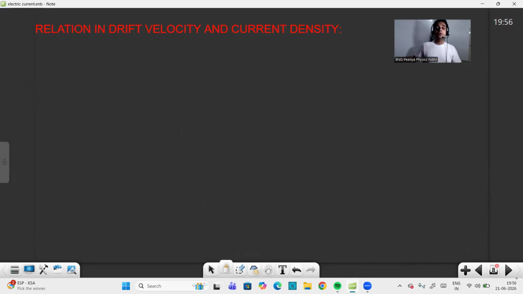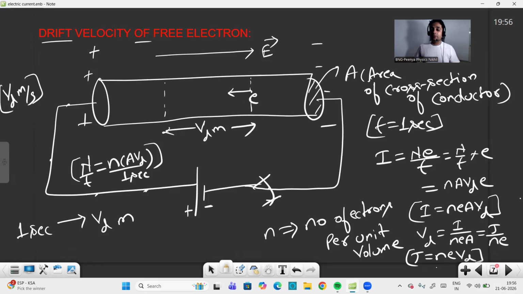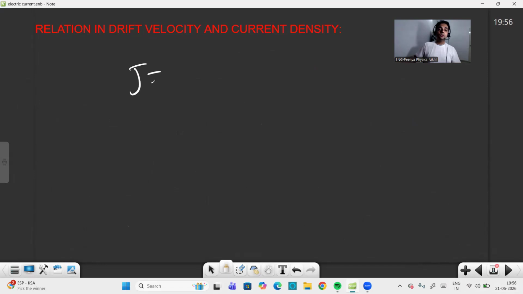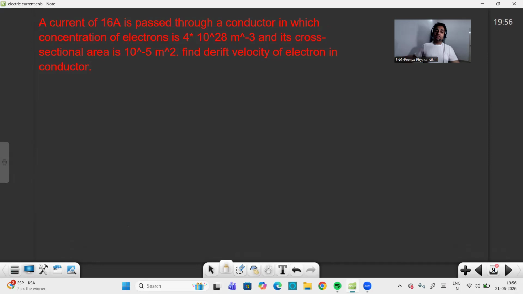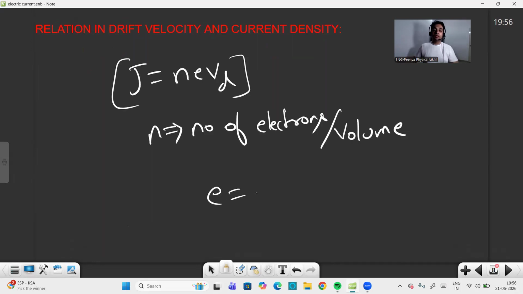Now, the relation between drift velocity and current density. Here we have defined the relation between drift velocity and current density: J equals neVd, where J is the current density, Vd is the drift velocity, n is the number of electrons per unit volume, and e is the charge on each electron, 1.6 into 10 to the power minus 19 coulomb.